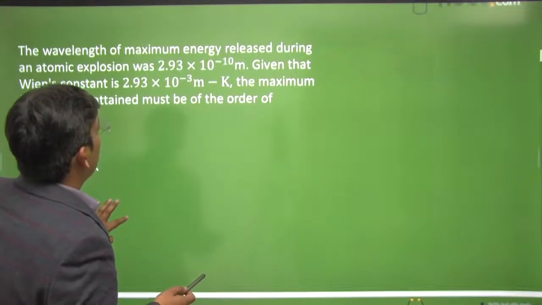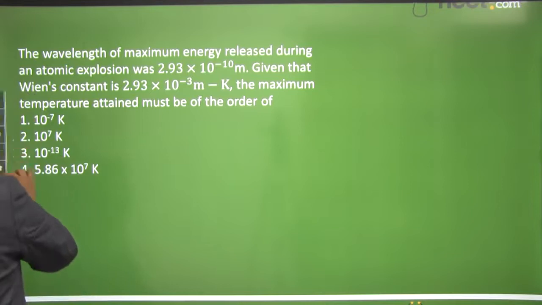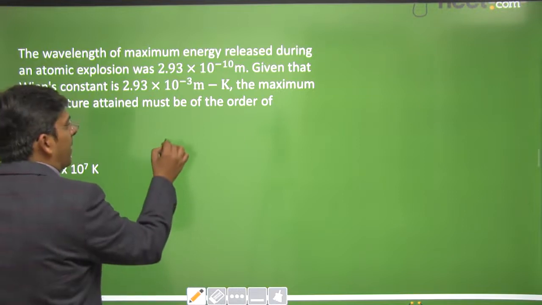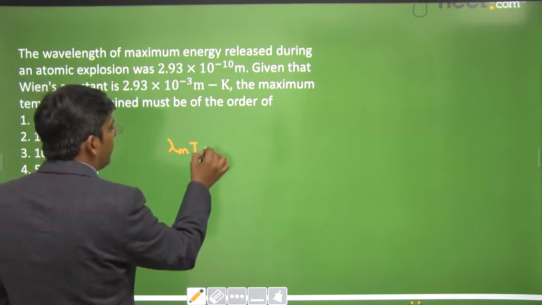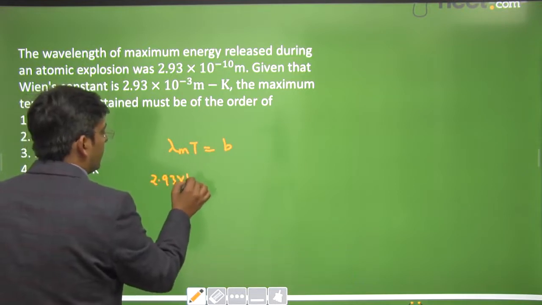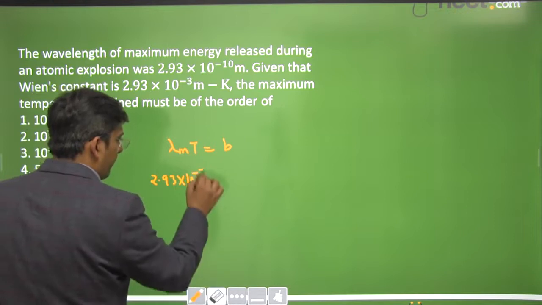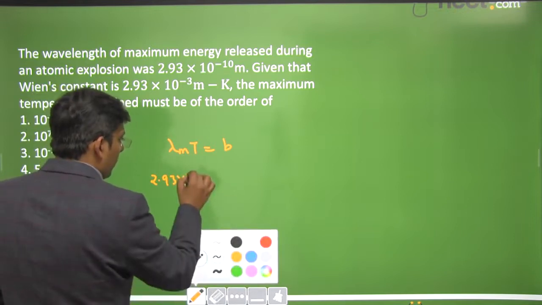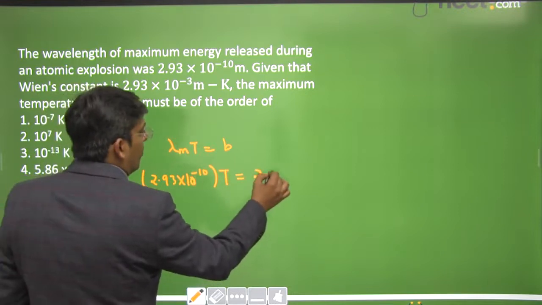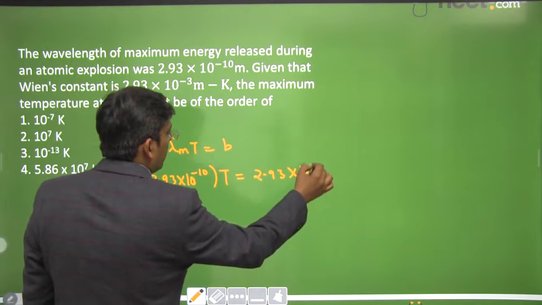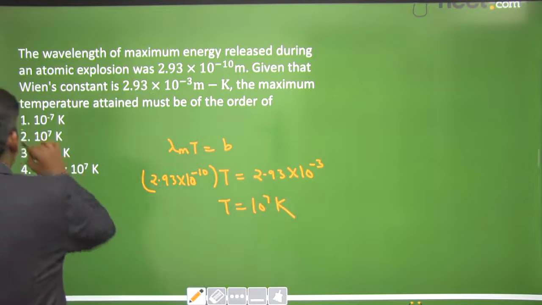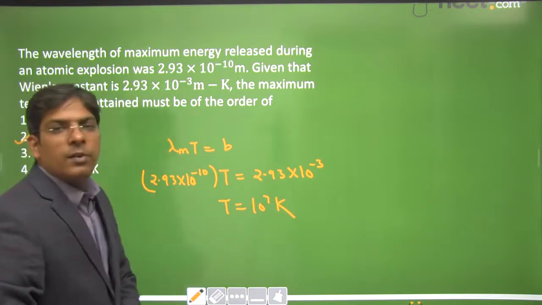Again, Wien's law. The wavelength of maximum energy released during an atomic explosion has lambda m into T equal to small b, this is the formula. Small b is 2.93 into 10 to the power minus 3, and capital T is unknown. T is going to be 10 to the power 7 Kelvin, okay? 10 to the power 7 Kelvin is the answer, dear students, right?